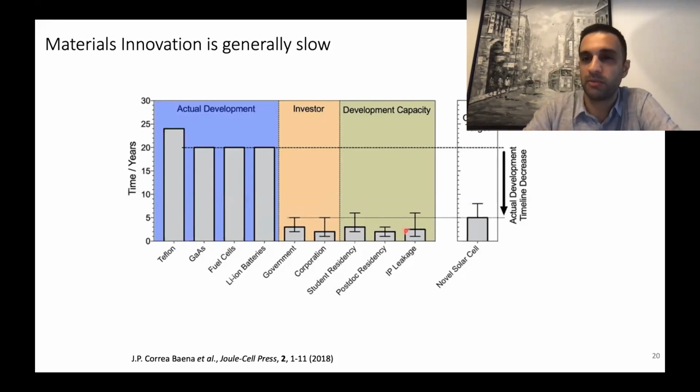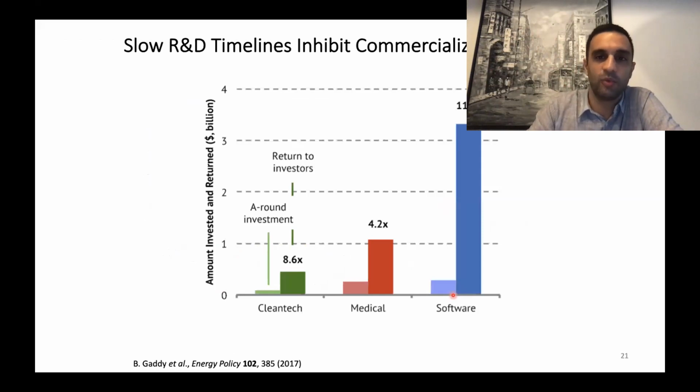Students and postdocs typically escape with the best recipes in 2 to 3 years, and then try getting a new student without any training to replicate the old recipes. It's usually very, very hard. And of course, IP leakage, right? So if you want to solve grand challenges, what you want to do is accelerate the R&D timelines, right?